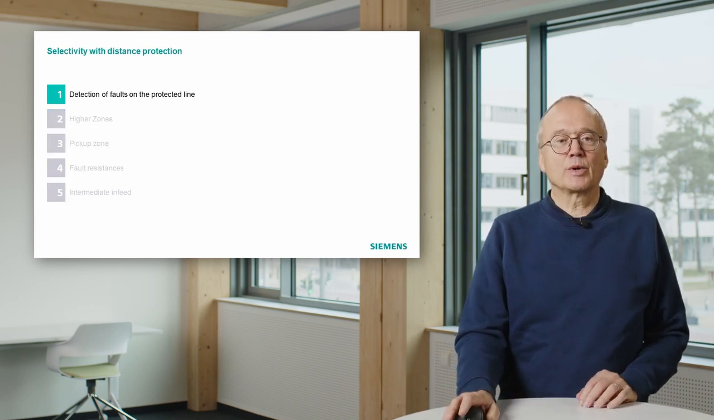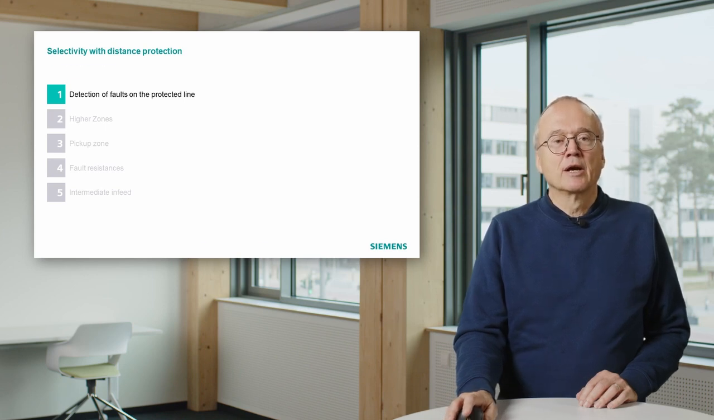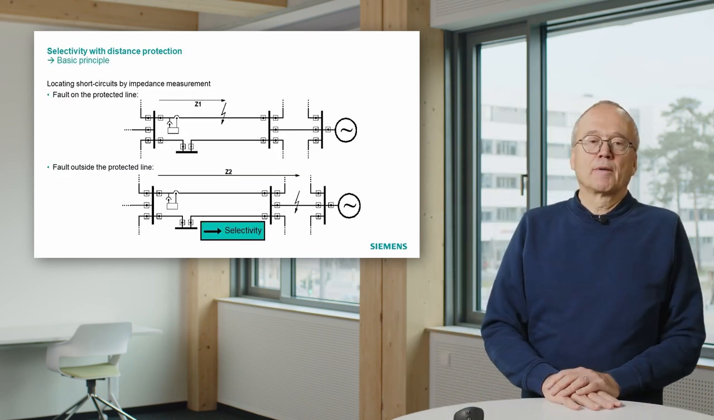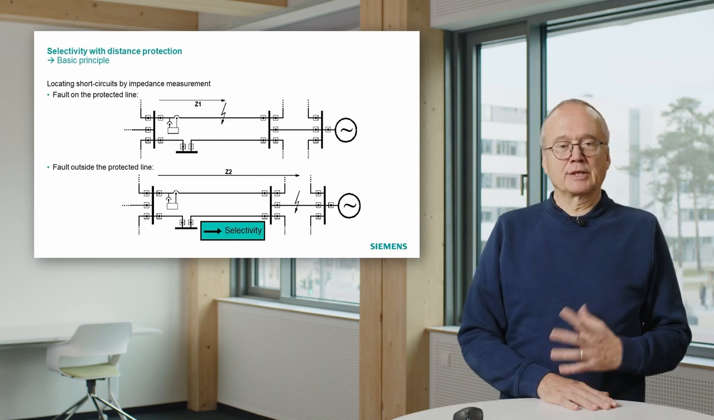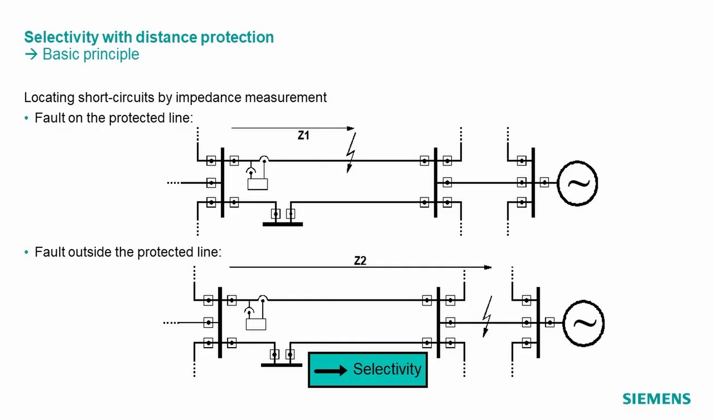So let's start with detection of faults on the protected line. Remember, the principle of distance protection is illustrated here again on this slide. In the upper diagram, you see a part of a network. This network is a meshed system. I show here only one protection relay protecting this upper line.